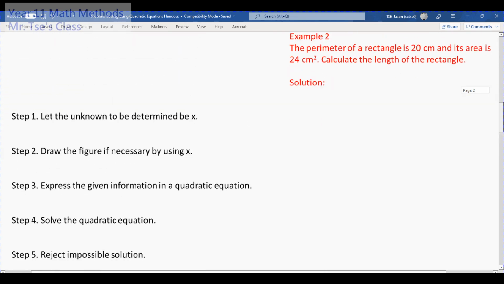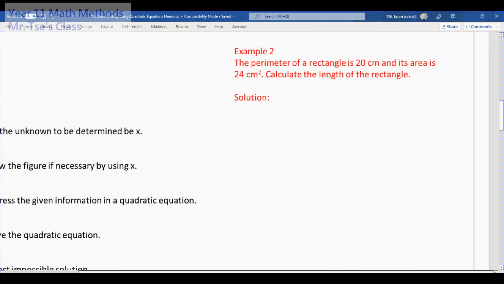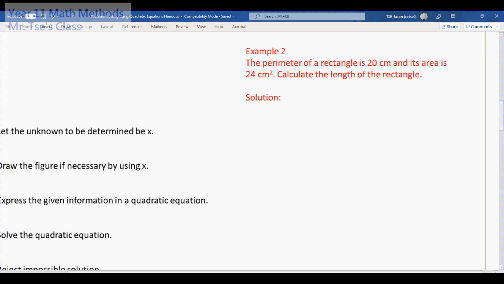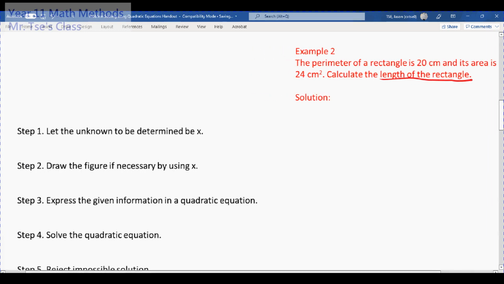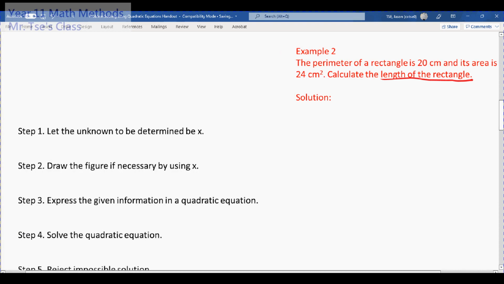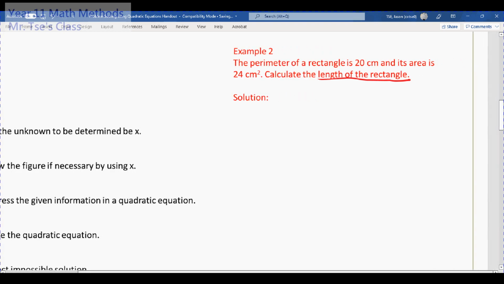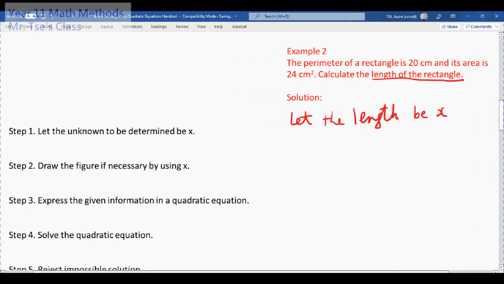Okay, let's see. There will be another similar question. In this case, the perimeter of the rectangle is 20 centimeter, area is 24. So you need to calculate the length of the rectangle. And what should be our first step? Let the unknown to be determined be x. So let's say we let the length be x. The second step is you need to draw a figure.